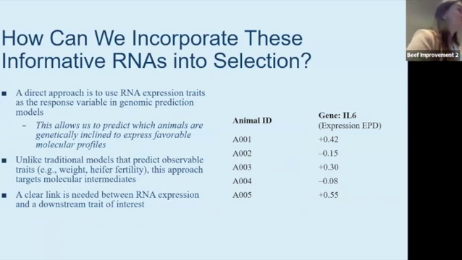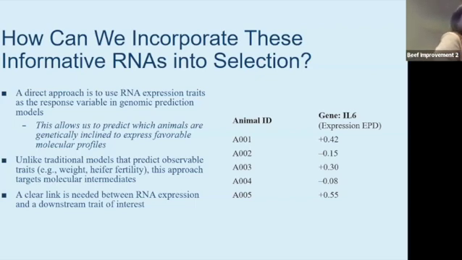Then I think the most basic approach if we get into genomic prediction is, instead of using a quantitative trait like birth weight or weaning weight, we use RNA-seq counts as a phenotype and plug that into genetic expression programs and allow us to create EPDs for these RNA expression profiles.